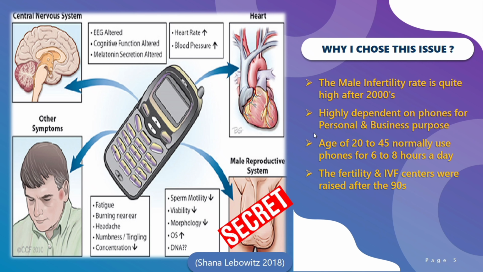Why I choose this issue? Because the male infertility rate is quite high after 2000. It's exactly, it's the 90s. So the people are highly dependent on the phones for personal and business purposes. Then the age of 20 to 40, they normally use the phones for 6 to 8 hours for their job reasons. And then fertility and IVF centers were raised after the 90s gradually worldwide.